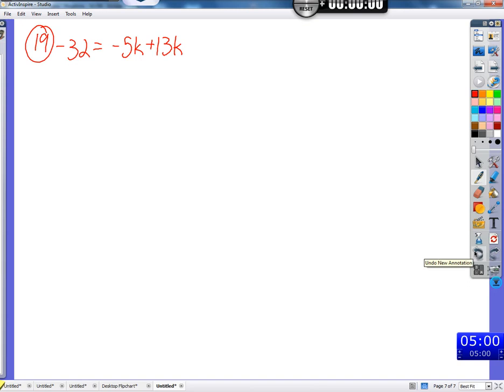But the solution to this is pretty simple. We have 13 k's, we have negative 5 k's, so what do we do with them? You can put parentheses around them, you don't need parentheses, but you certainly can. You're grouping them together. They are like terms. Like terms, yeah. They're a unit of k's, right? So 13k minus 5k is 8k, negative 32 on that side, divide by 8, or divide by negative 32. Or divide by 8. Negative 4 is k.